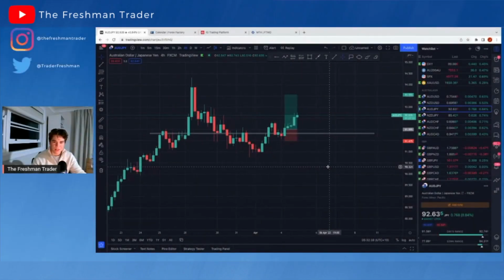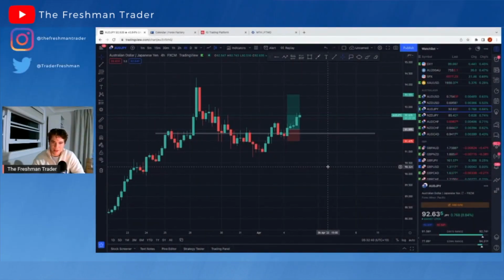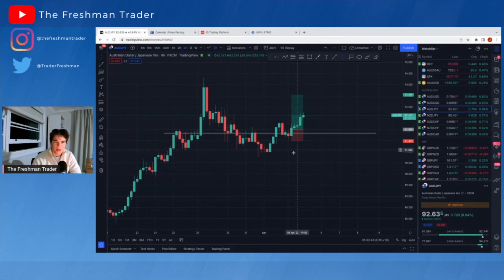Let's break down some trades I'm looking at. First one over here on Aussie dollar Japanese yen. We entered this yesterday and it's going beautifully so far. So essentially, the reason I entered this trade was just a break and retest.